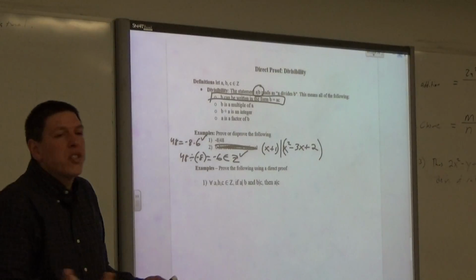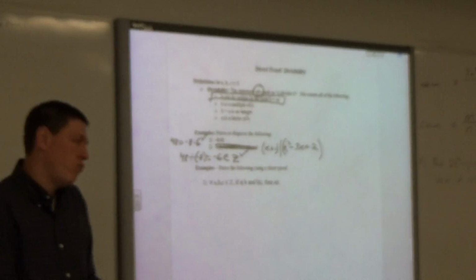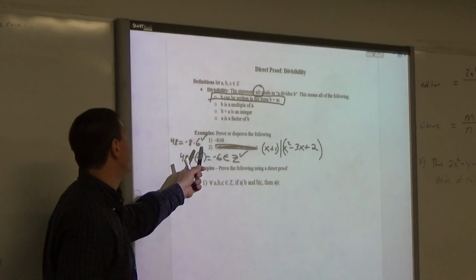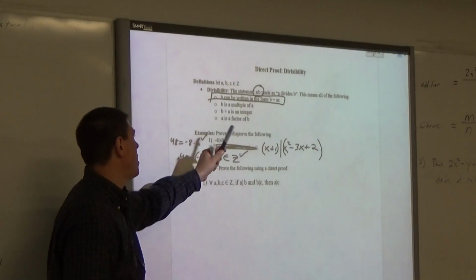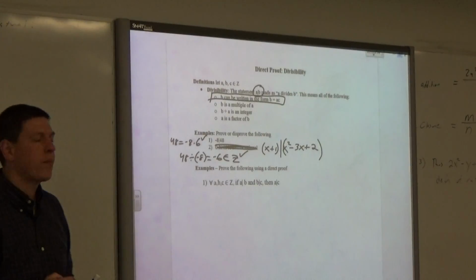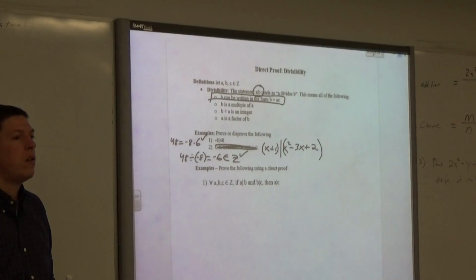Does that make sense, guys? If it divides and gets an integer, that's going to be divisible. If you can find another integer that multiplies by what you're dividing into, it's also going to be divisible. Except it's negative 8 times 6.